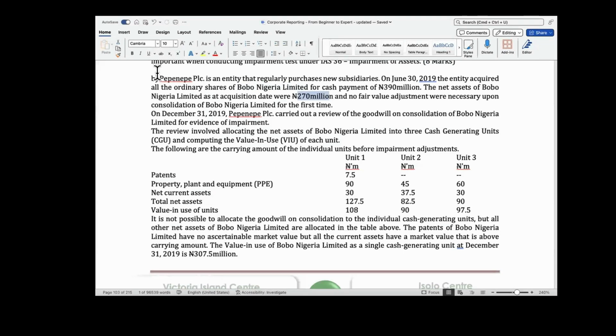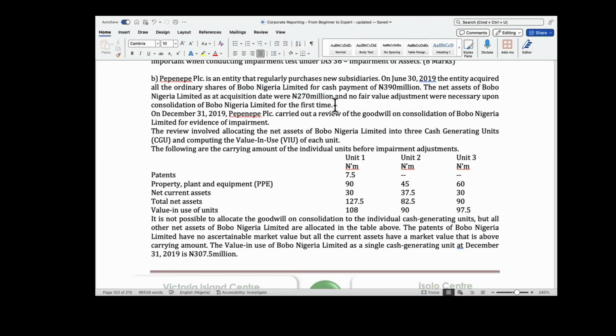So this paragraph is saying that this company in consideration acquired another company and paid 390, and the assets of that company it acquired is 270. Obviously, the difference is goodwill. The difference between that 390 and 270 is goodwill in the consolidated account.